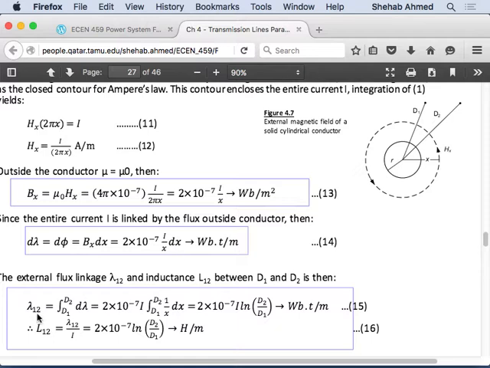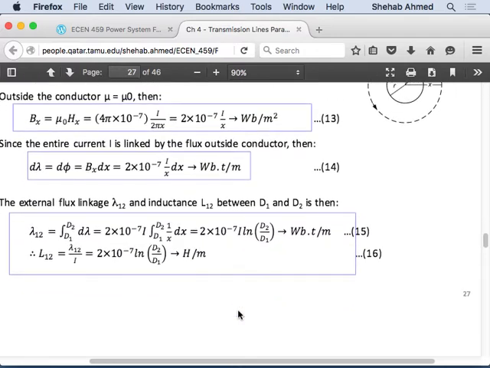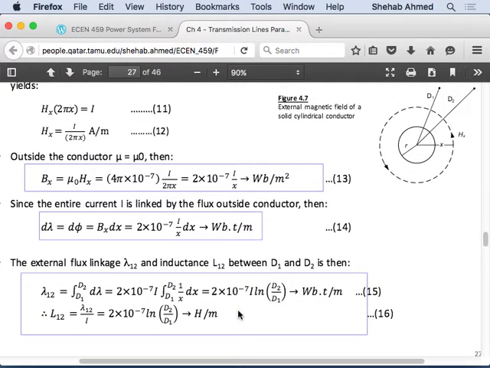So this integral, before I substitute with R and D, will be 2 times 10 to the minus 7 I natural log D2 over D1. If I want to calculate the corresponding inductance, I just divide by the current that the conductor is carrying, which is I. I don't care to do that now. I will do that next. So now I have an inductance due to magnetic field outside, an inductance due to magnetic field inside. There are two inductances in series. I can just add them, or I can add the two flux linkages and then divide by the current of the conductor.